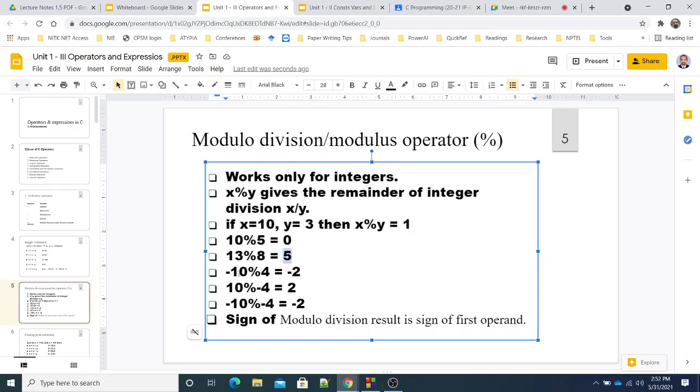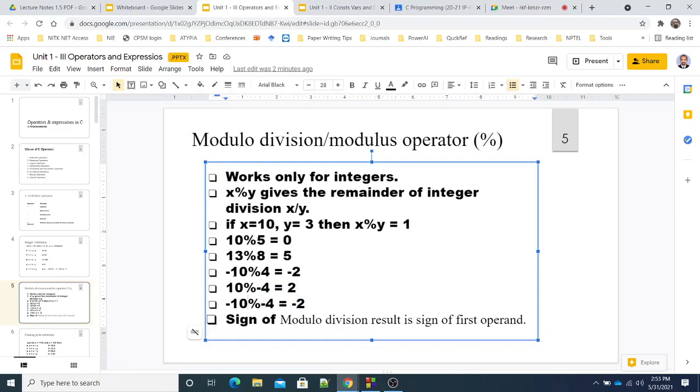Then for negative values also it is there. So minus 10 mod 4 is minus 2. If you remove the negative part from here, 10 mod 4 is 2. But since this value is negative, minus 10 mod 4 is minus 2. Now 10 mod minus 4, it is 2. Minus 10 mod minus 4, it is minus 2.